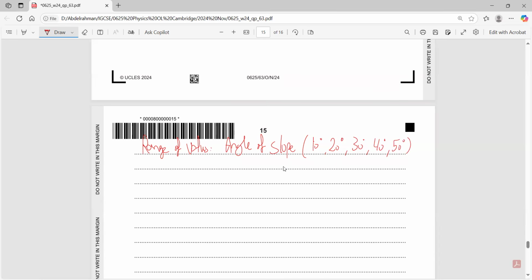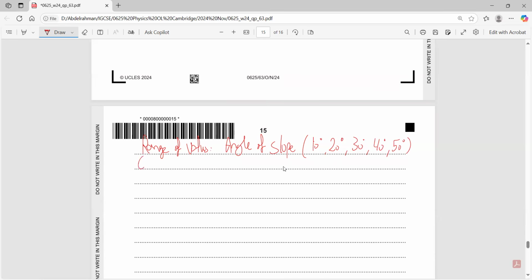Don't go above 90. Not even 90. 90 would be wrong, because 90 would be a vertical drop. This wouldn't be a slope. So maybe up to 70, for example. 75 is way too steep for a slope. So these are the range of values.